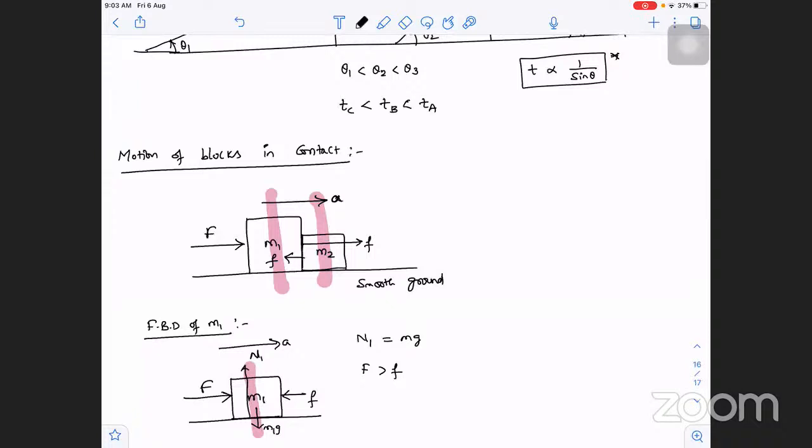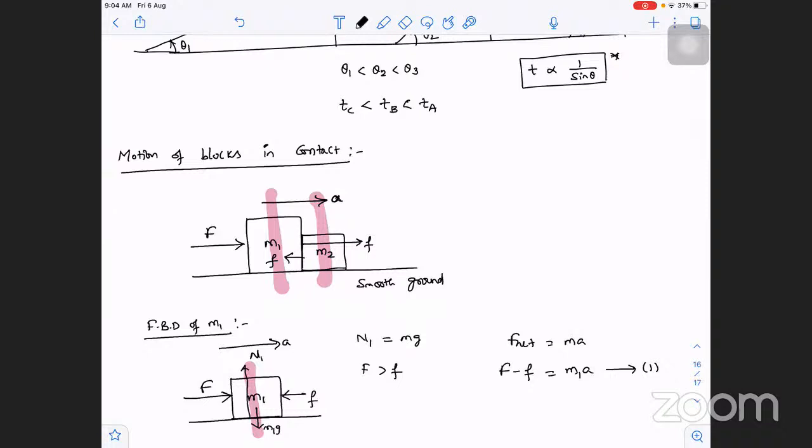Then what acceleration can I write? Acceleration is equal to net force by mass, or net force is equal to mass into acceleration, because the block mass is constant here. Net force value F minus f is equal to M1 into a. The mass of the block is M1, acceleration is a. So this is the equation for the first block. You can call it the unbalanced force equation.